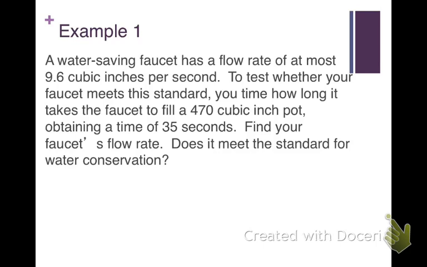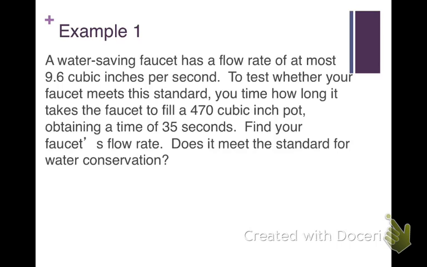It says a water-saving faucet has a flow rate of at most 9.6 cubic inches per second. To test whether your faucet meets this standard, you time how long it takes the faucet to fill a 470 cubic inch pot, obtaining a time of 35 seconds. Find your faucet's flow rate. Does it meet the standard for water conservation? We have a flow rate. We want to see if the flow rate of our faucet meets the standard.